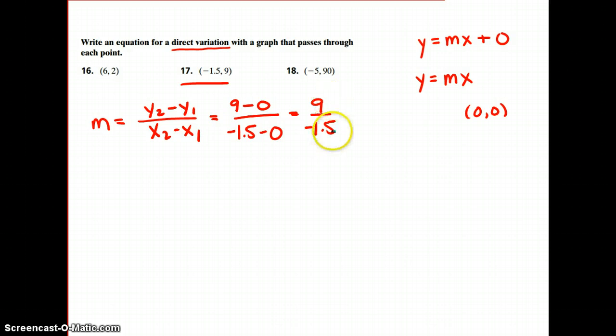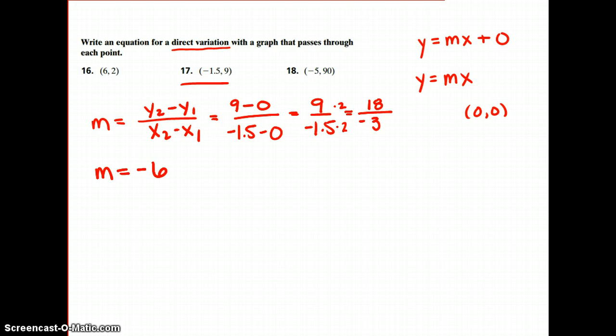And now you have to be able to simplify that. Now, one thing you can do is you can say, oh, decimals are hard. So maybe you would first say, let's change this into a whole number by, if I multiply this by 2 and the top by 2, this would be 18 over negative 3. Now that I have both of them whole numbers, 18 divided by negative 3 gives me a negative 6.